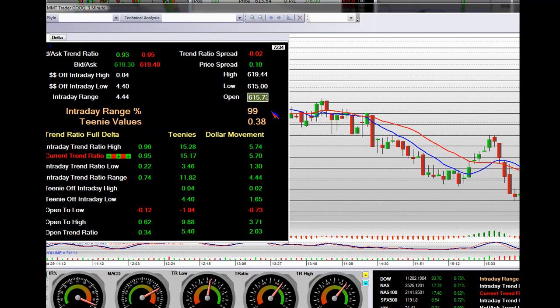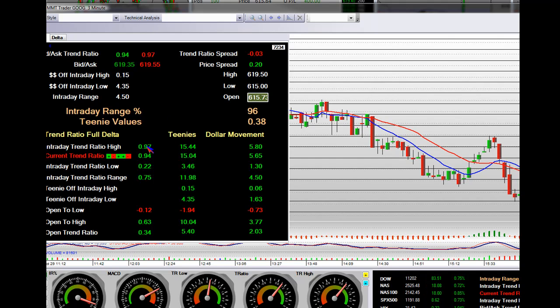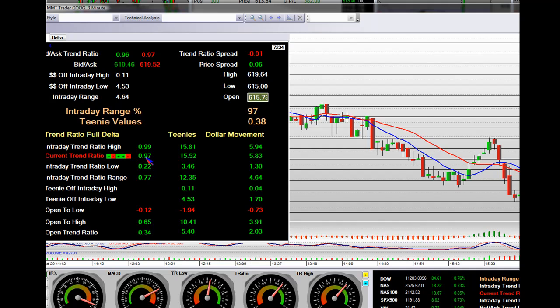SMF, MMT, I'm at 0.96. I'm burning there. My bid and ask trend ratio, I'm at 0.93. I need to break above 0.96. MMTs, that's that column right there. There it is. I'm going back up. I'm at 0.97. I need to break 0.99 ratio high.